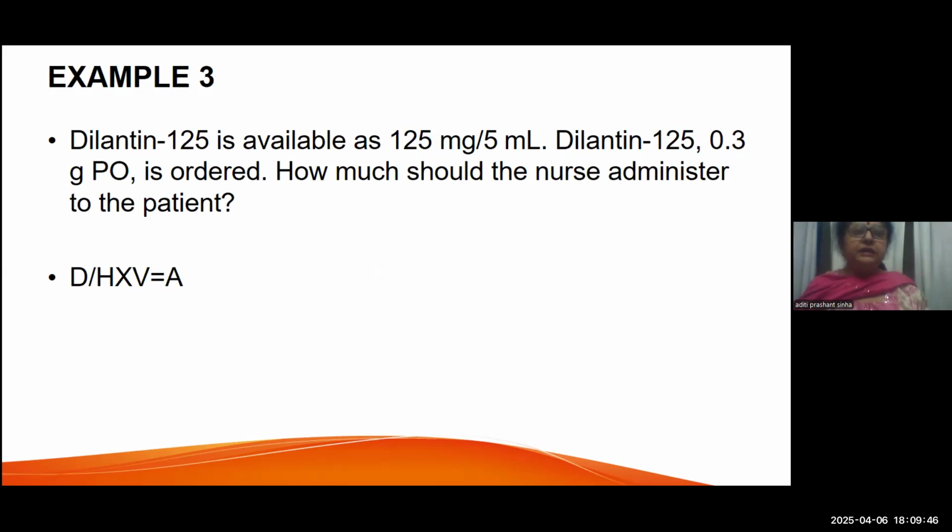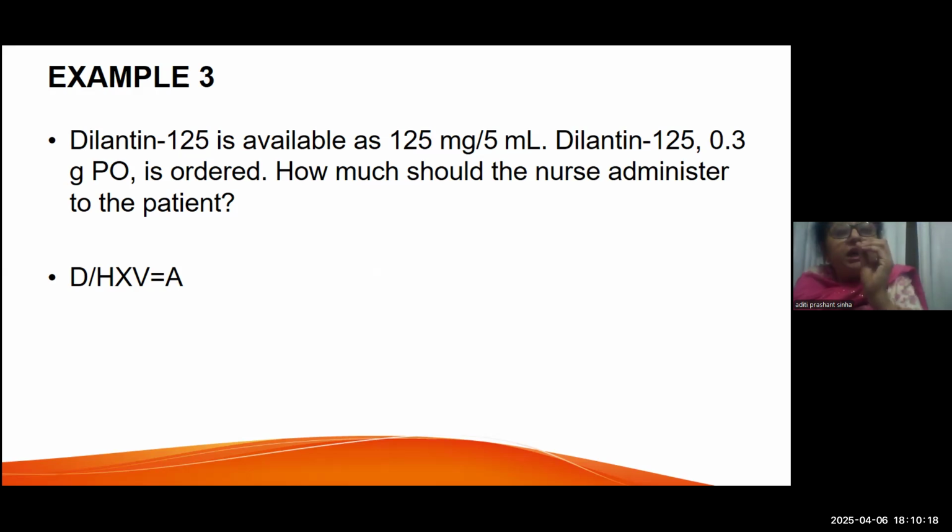Another example is Dilantin. What is this Dilantin? Dilantin is an anti-epileptic drug. Hope that everyone is aware of it. So it is available as 125 milligram per 5 ml. Now you see the volume here is 5 ml, so that means it's available as a syrup. And how much is ordered to be given? 0.3 grams per orally is ordered.